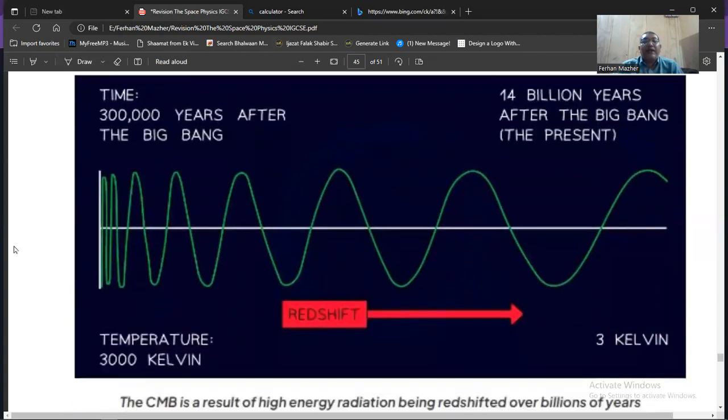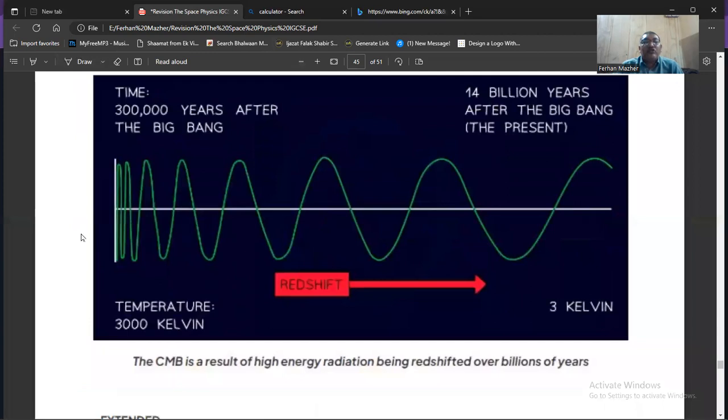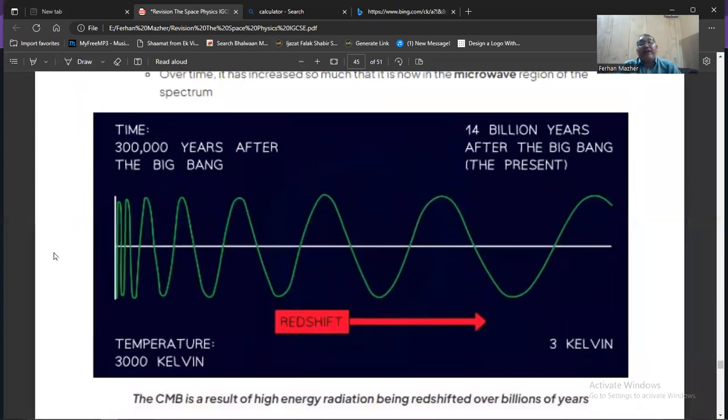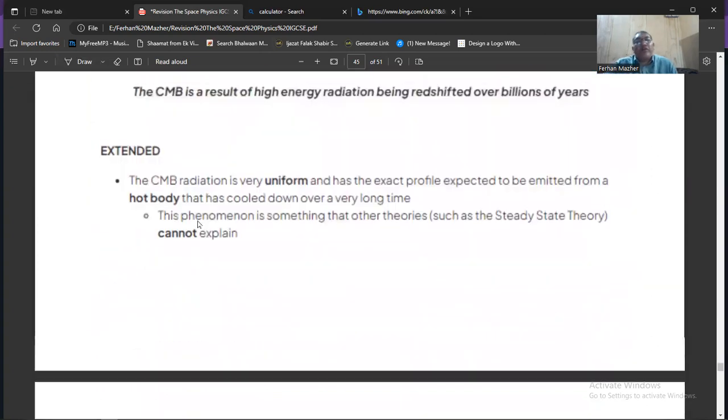So here we have a diagram. The CMB is a result of high energy radiation being redshifted over billions of years. So here, 300,000 years after the Big Bang, the temperature is 3000 Kelvin. And when it is redshifted 14 billion years after the Big Bang, which is the present, it represents 3 Kelvin.